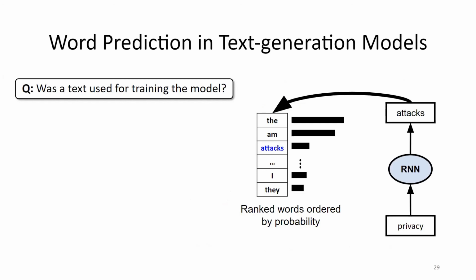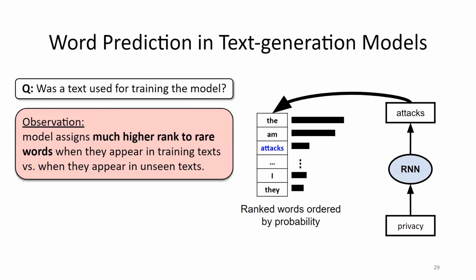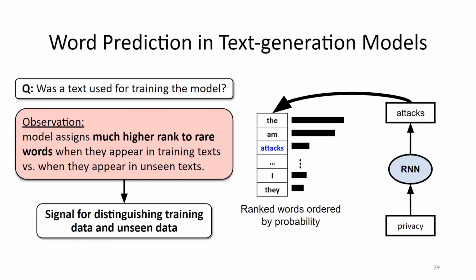Remember, our goal is to answer the question, was the text used for training this model or not? And here is our main observation for this work. The model will assign a much higher rank to rare words when they appear in the training context versus when they appear in the unseen context. I'll try to give you a more illustrative example in the next slides, but what this observation already tells us is the model is indeed behaving differently on its training data and unseen data. And that difference potentially provides us a signal for distinguishing a model's training and unseen data.